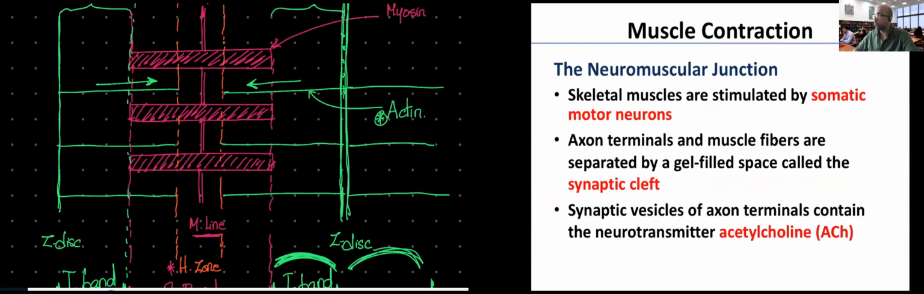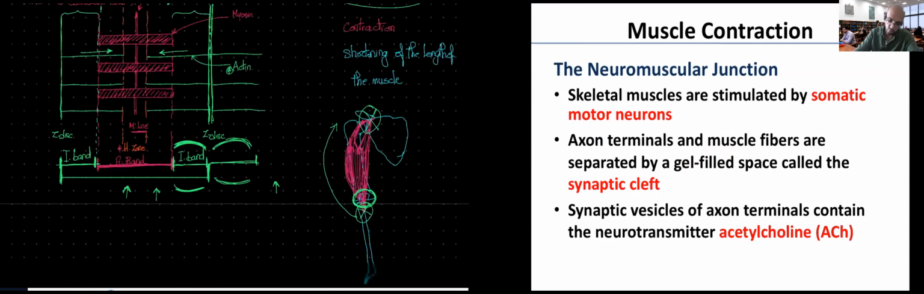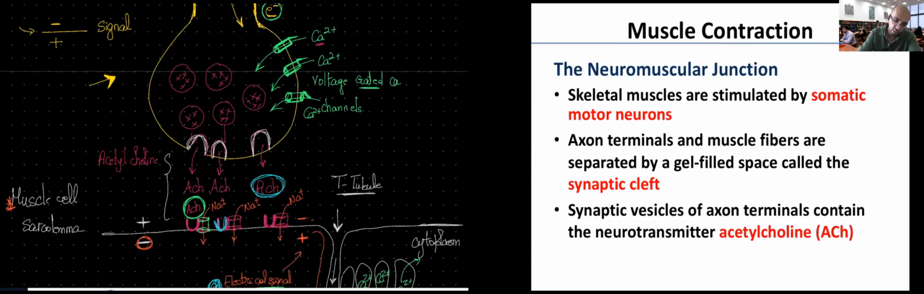What happens at the neuromuscular junction? Skeletal muscle cells are stimulated by the somatic motor neurons. The axon terminal and the muscle fibers are separated by a gel-filled space called the synaptic cleft. So if we're looking here at the junction between the nerve cell and the muscle cell, this space is filled with a gel-like substance. We call this the synaptic cleft, the junction between the terminal end of the nerve cell and the muscle cell membrane.